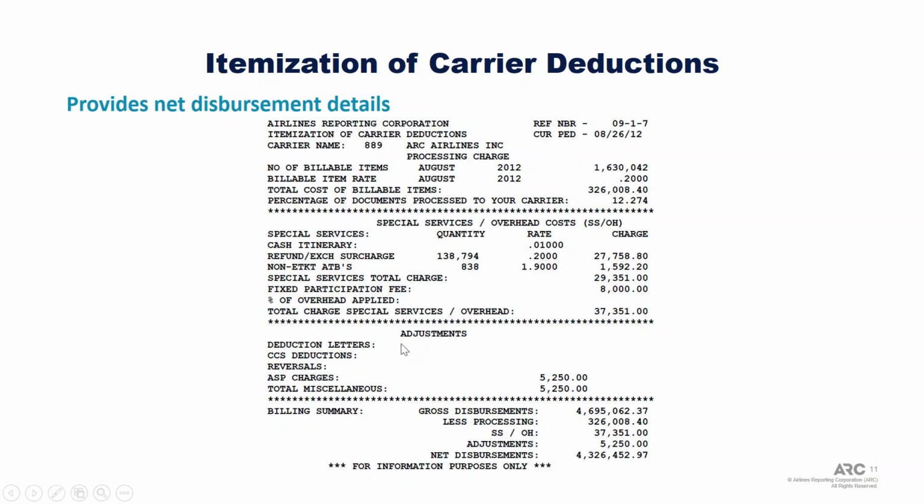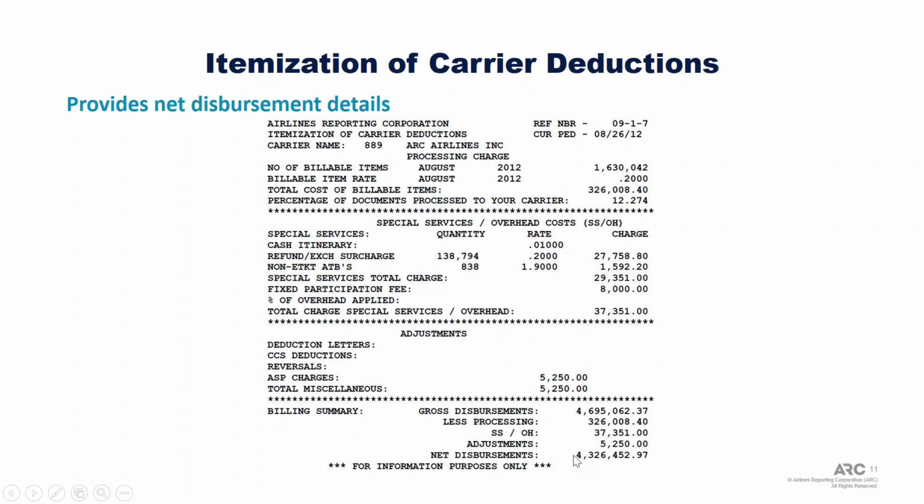And then the third section, you have your adjustments. And those are for additional products that you subscribe for that will be listed out for you in your mailed invoices. And at the bottom is the summary, your gross disbursements, what we subtracted for processing and special services, any adjustments, and your net disbursement.